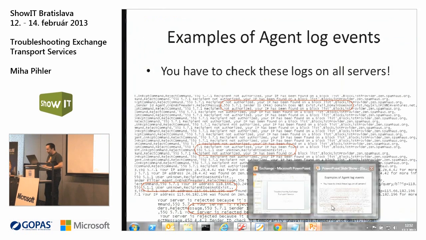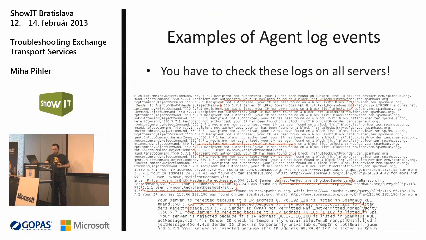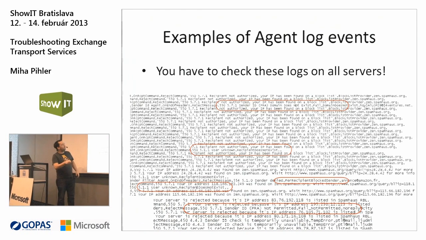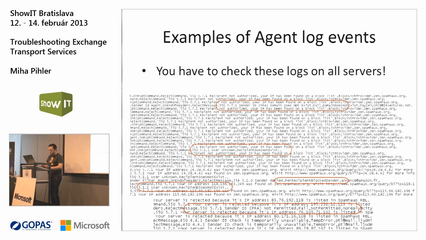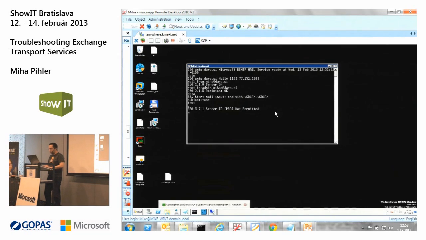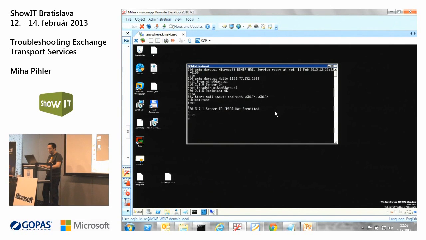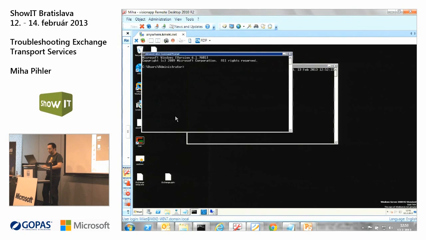Okay, what are other possible things to look for? User unknown, I mentioned user unknown. Sender ID okay, this is another one. The domain that is sending does not exist. I can again show this. Open another one. Hello, mail from. This domain does not exist.